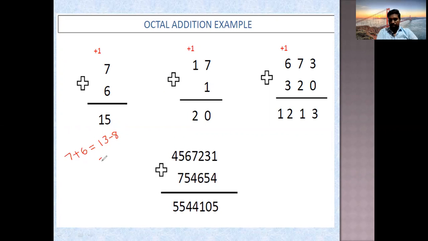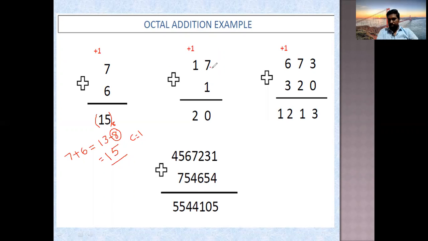Then you will get the answer as 5. And for every subtraction of 8, you will get one carry. Add that carry to the left side of the result. So it is not 15, it is 15 base 8. That is the answer.